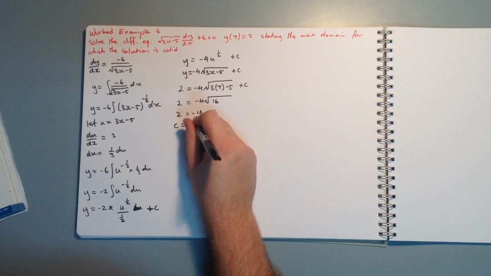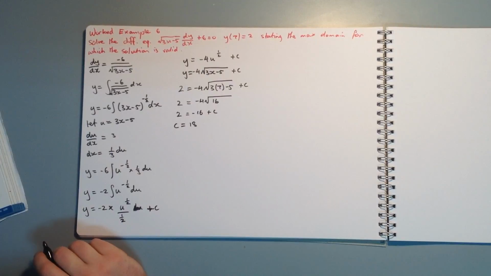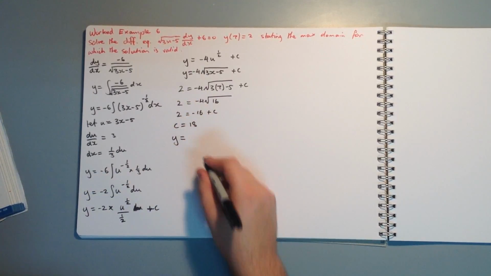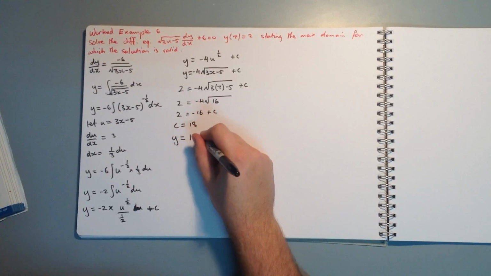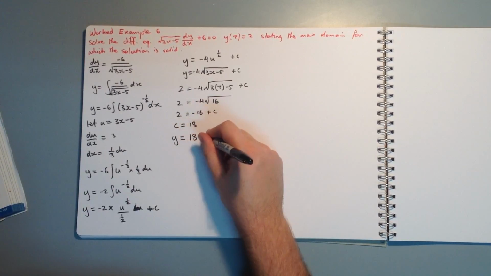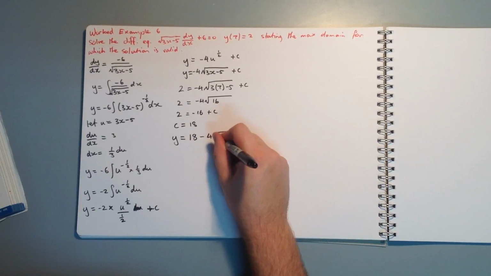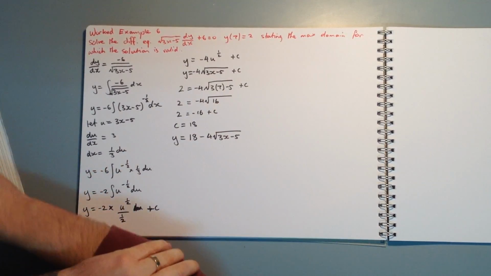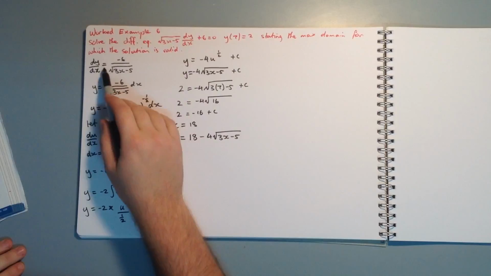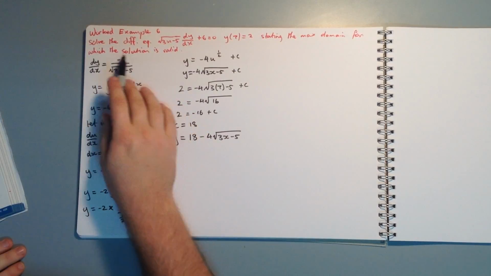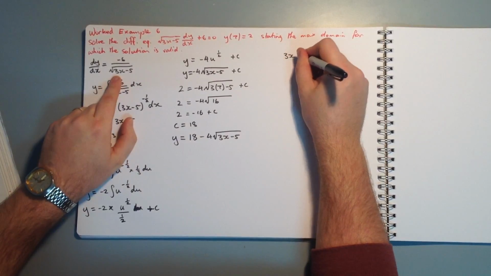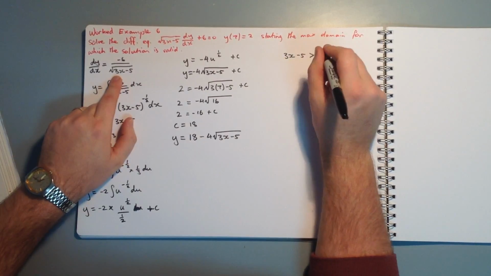So c equals 18. So that means that our equation is y equals, we wrote it as 18 minus 4 times the square root of 3x minus 5. Okay, so what we need to do though is have a look back, because we need to work out this maximal domain bit. But what we need to do is look back here and go, well, for this, we needed our 3x minus 5 to be greater than 0.